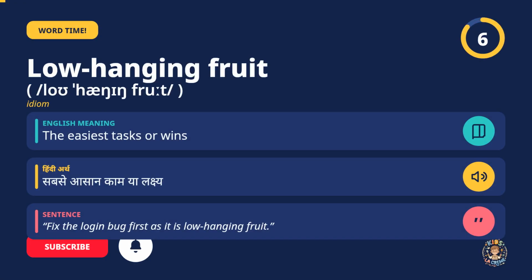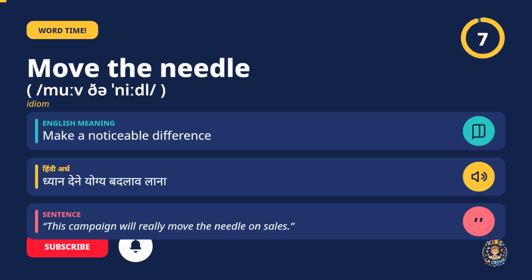Low-hanging fruit, the easiest tasks or wins. Fix the login bug first as it is low-hanging fruit. Move the needle, make a noticeable difference. This campaign will really move the needle on sales.